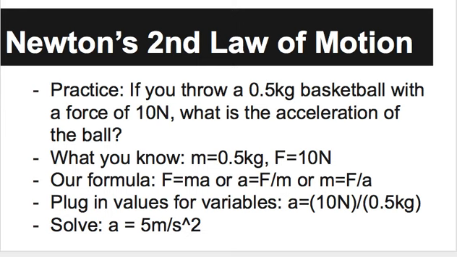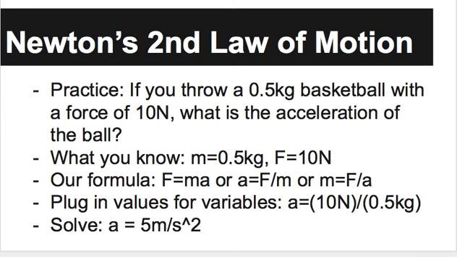So practice. If you throw a 0.5 kilogram ball, or a basketball, with a force of 10 newtons, what is the acceleration of the ball? First, you write down what you know. We know that the mass is 0.5 kilograms, the force is 10 newtons. We know our formula, and we will be using A is equal to F divided by M. We plug in our variables.